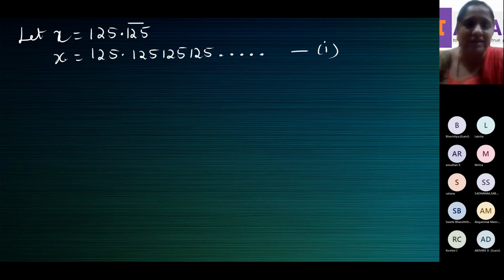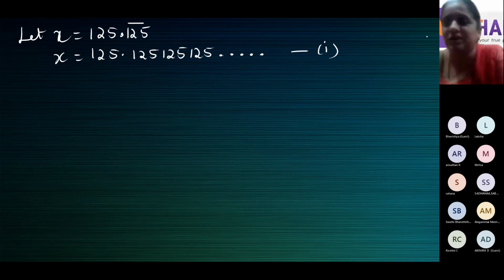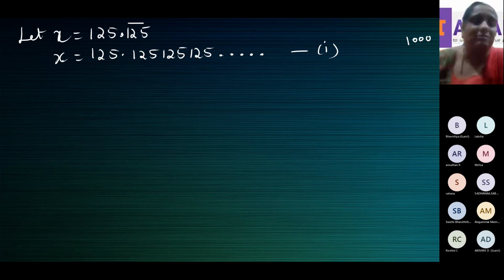How? By multiplying equation 1 by a suitable number like 10, 100, 1000, 10,000, and so on. Now, how to decide by what to multiply? See here, in the repeating block, we have 3 digits: 1, 2, 5. So 3 digits means put 3 zeros, that is 1,000. So multiply this equation x by 1000.